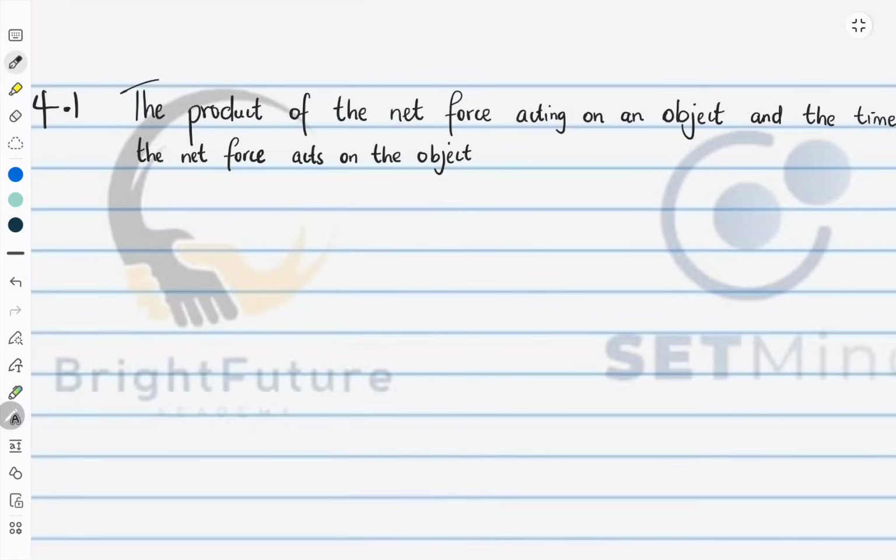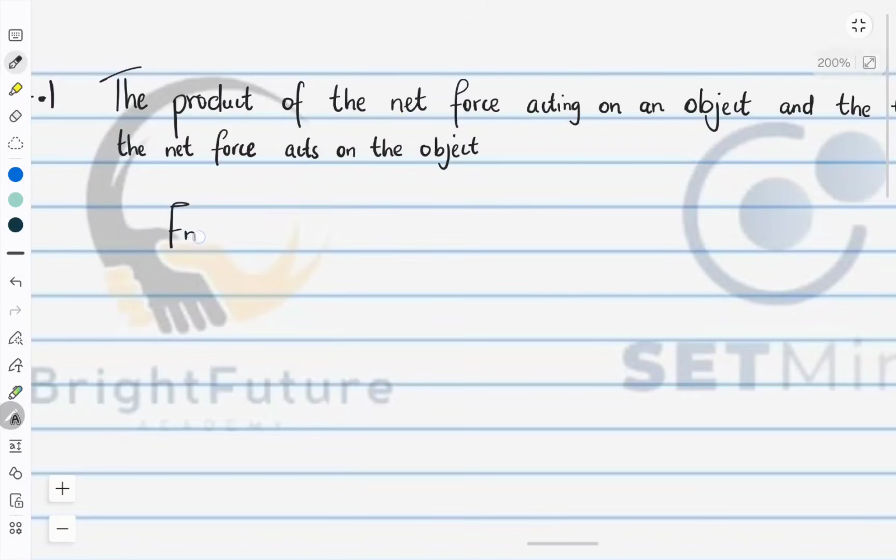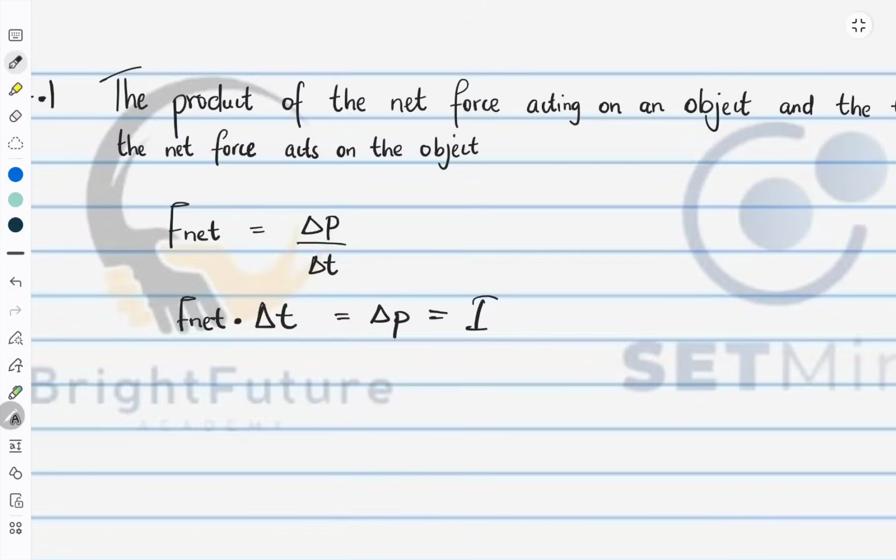So yes, that's the definition: the product of the net force acting on an object and the time the net force acts on the object. Usually you would have F net equals delta P over delta T, if you've seen this formula. So impulse is basically F net times delta T, which equals impulse. That's what the definition is saying: the product of the net force and the time for which the net force acts on that object.